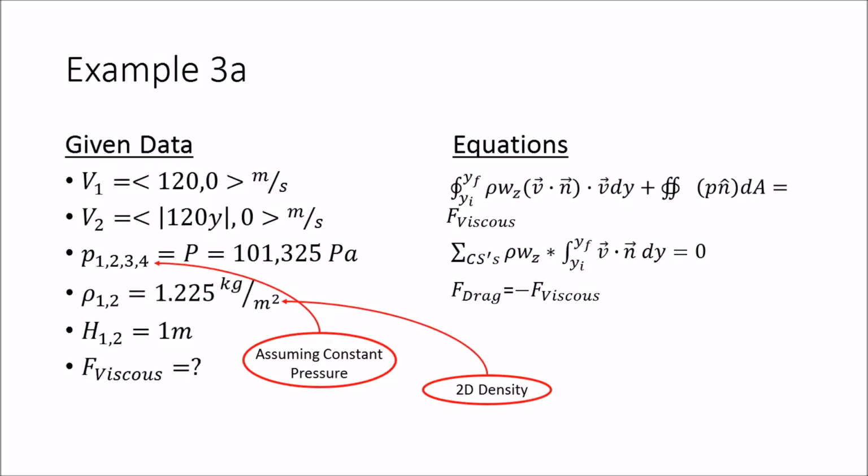You will need to calculate the drag force and the viscous force on the airfoil. We will be assuming that the pressure is constant along the walls and at the inlet and the outlet. Also note that the density is in kilograms per meter squared because this is a two-dimensional problem.